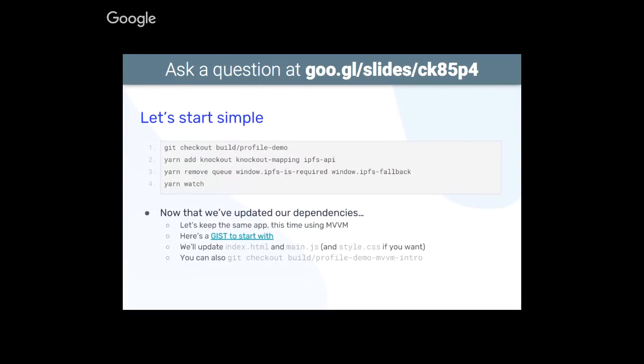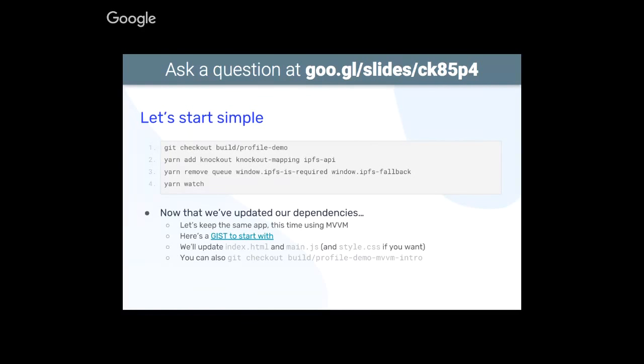So essentially what we would do to get to that goal is we'd start off by just incrementally adding complexity or simplifying our DApp. So the first thing we might do is, we would go git checkout build profile demo. That's where we left off 2 sessions ago, and add and remove a couple of dependencies.